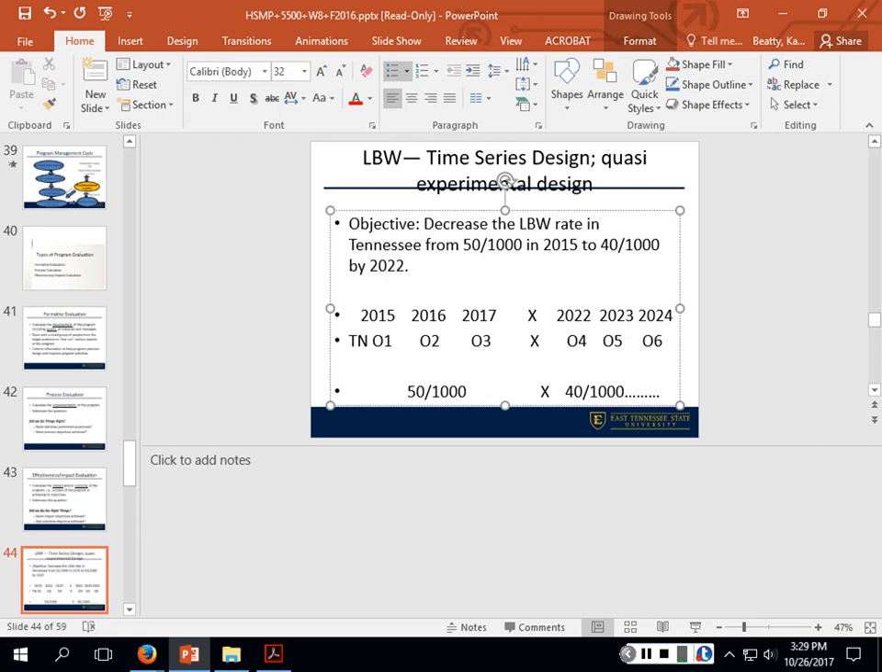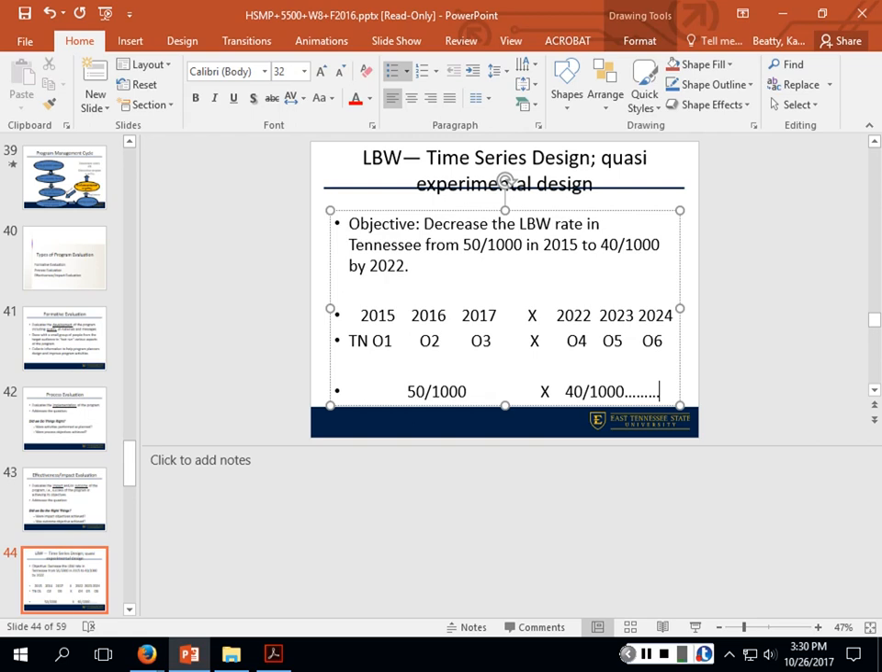So again, this gives us some assurance that this observed decline is due to our intervention, because there was no change over multiple years before the initiative until the initiative was implemented. Then we saw a decline, and this decline was sustained over time. Okay? Again, not a perfect design, but if we're not able to randomize and if we're not able to identify a comparison group, then this design becomes our best bet.